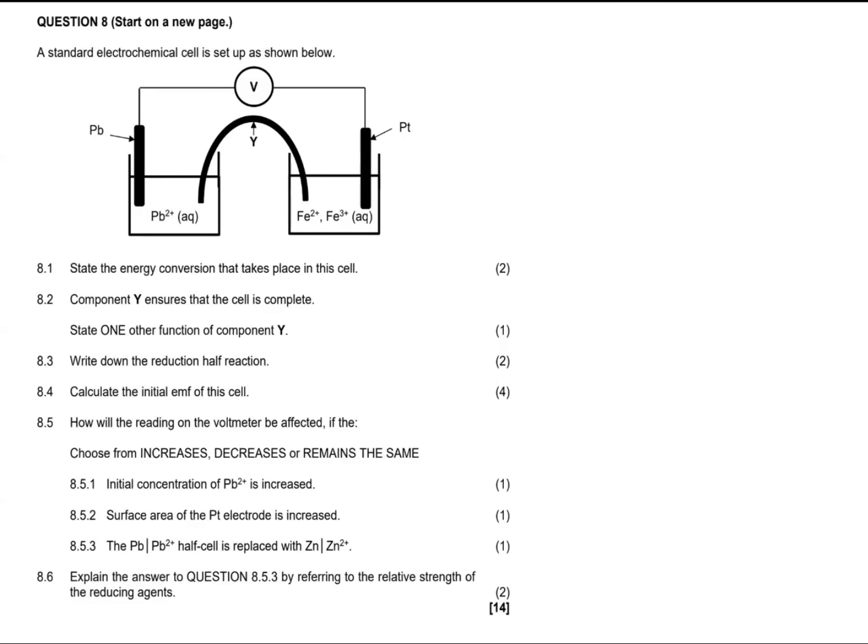Okay, so we have yet another question, 8. It says a standard electrochemical cell is set up as shown below. Then 8.1 says state the energy conversion that takes place. Now we know that with a galvanic cell, it is always what? Chemical to electrical energy.